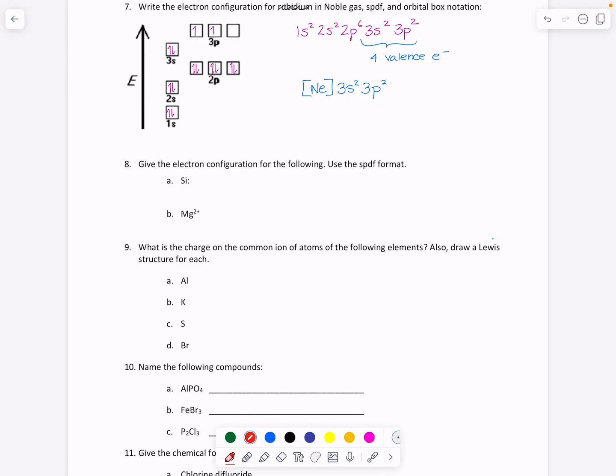Our exam review with the final few questions. Okay. All right, so we want to give electron configurations in the SPDF format, right? And so if we have larger atoms, we're going to need to figure out which orbitals fill before which.